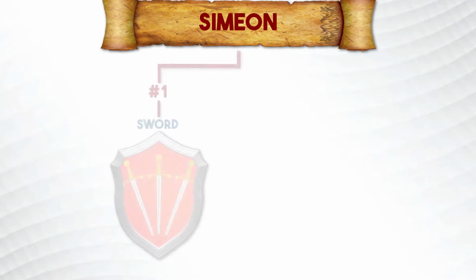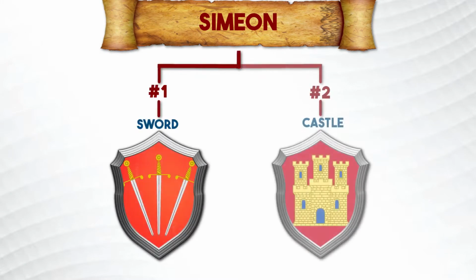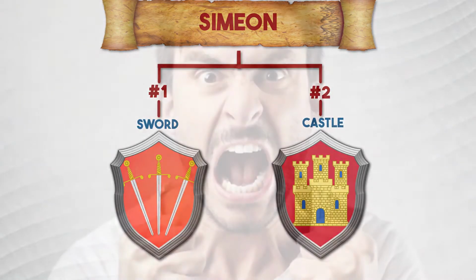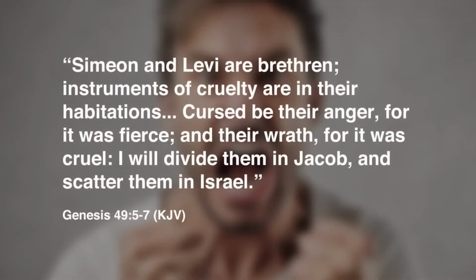So next, Simeon, he had 2 symbols. Firstly, the sword and also the castle, sometimes a tower or a gate. The sword came from Jacob's prophecy of the wrath of Simeon and Levi for when they sought revenge for their sister and slew all the males of a village.